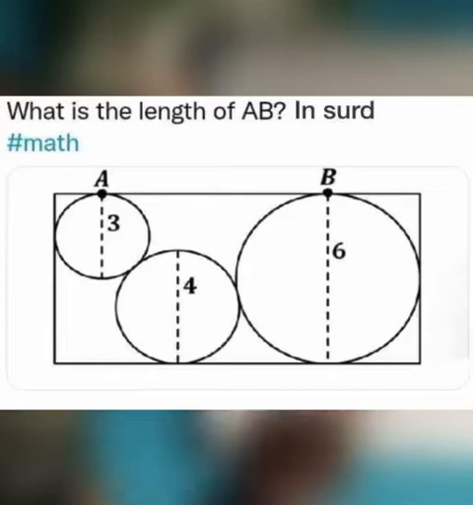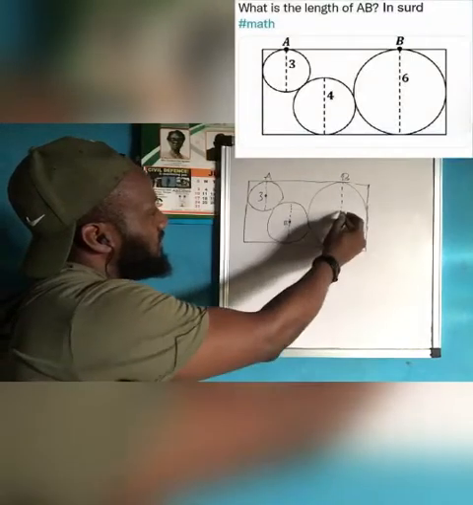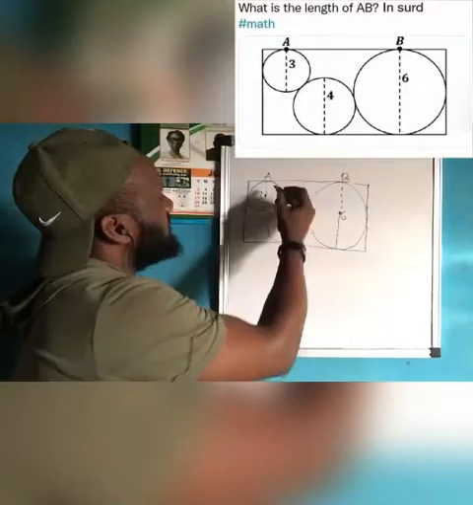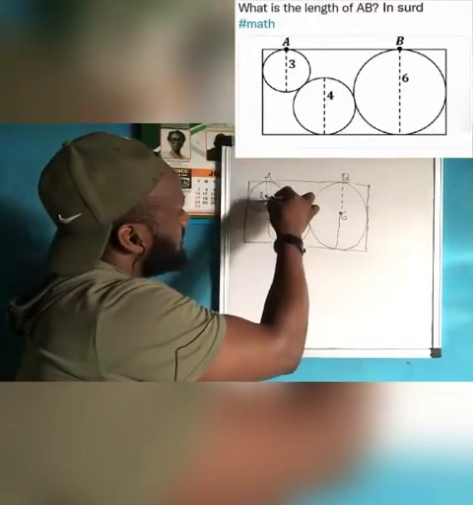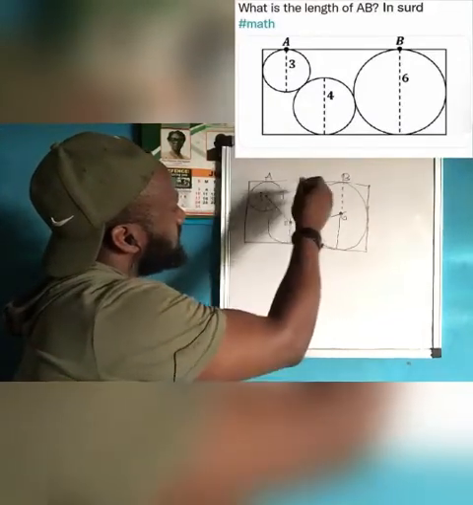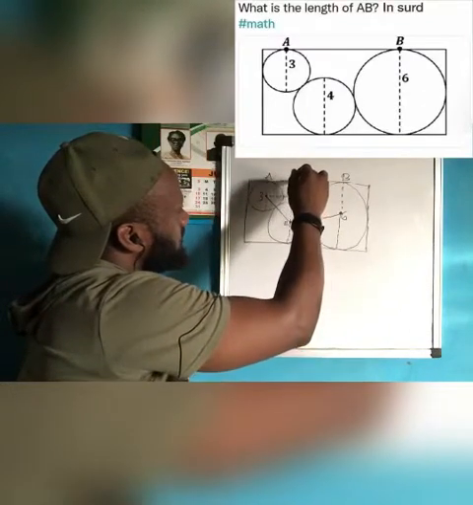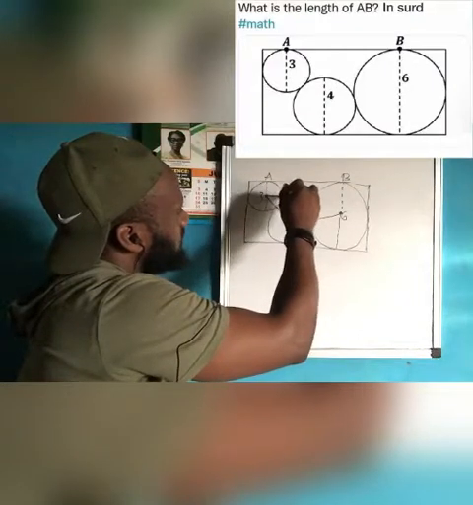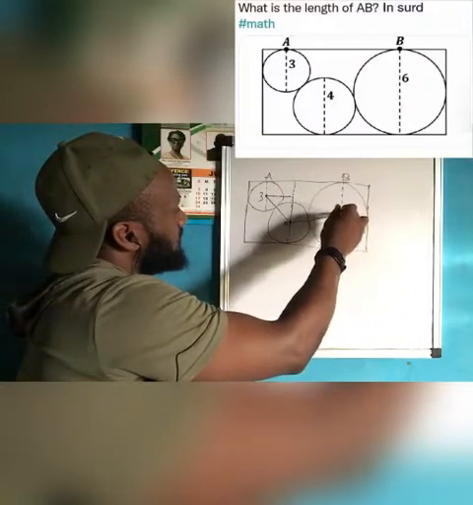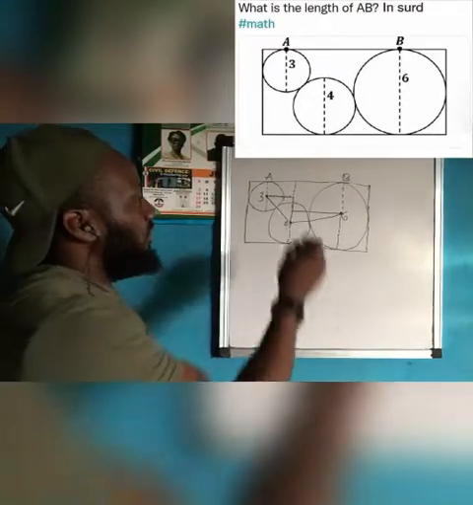Any circles in the rectangle. First of all, identify their centers. So let's assume their centers are around here. So if you notice, we have right angle triangles.